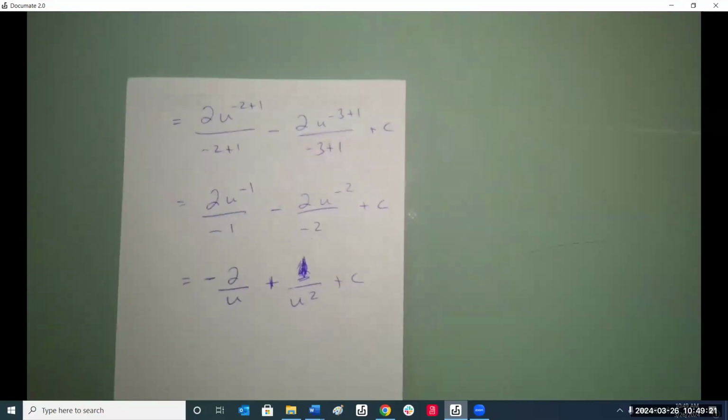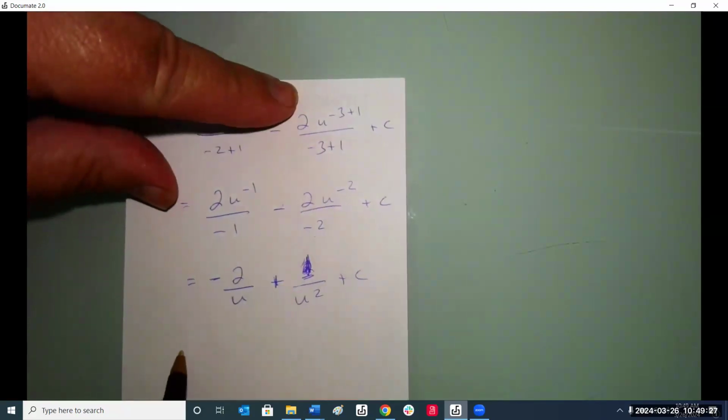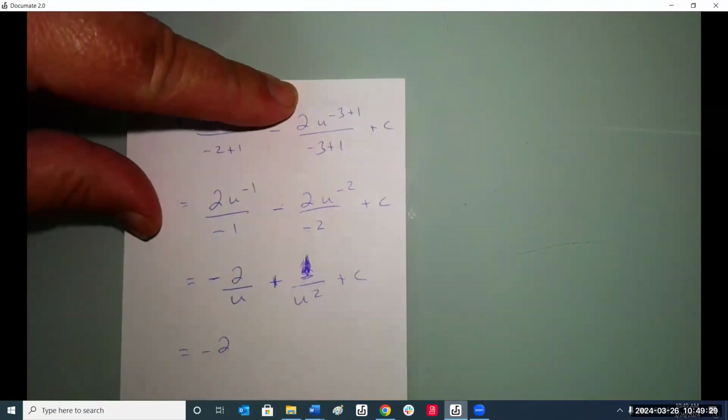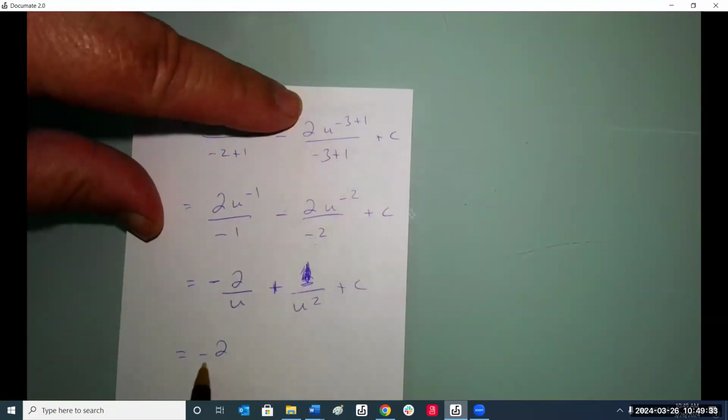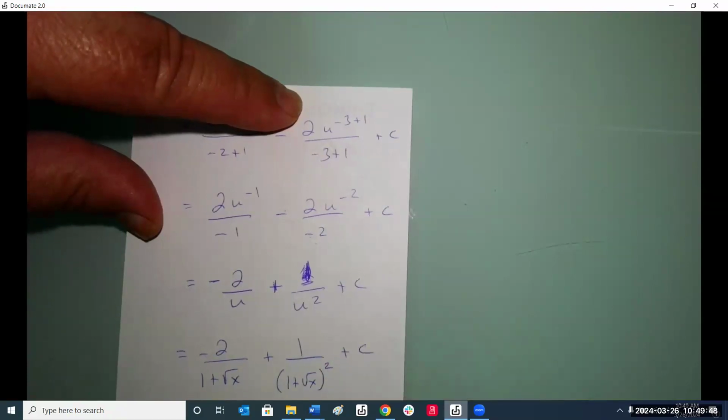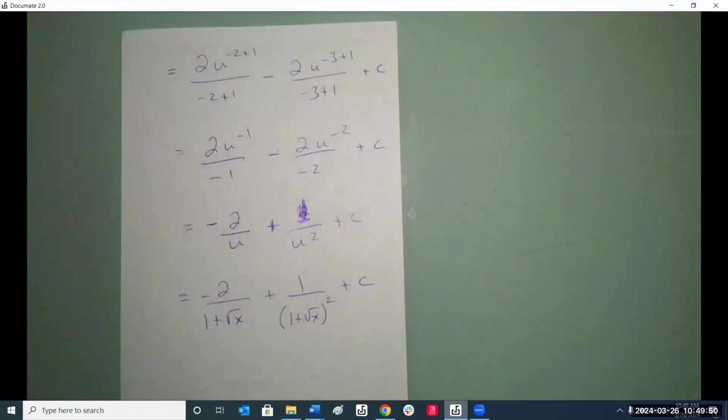Now substitute back what we had. So we have negative 2 over u, and u was 1 plus radical x, plus 1 over (1 plus radical x) squared plus c. And there's your answer.